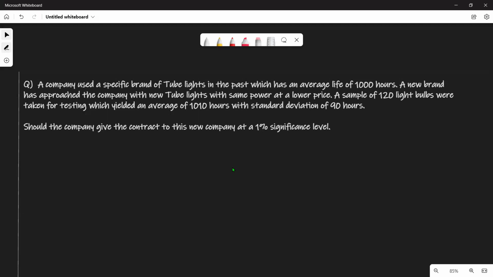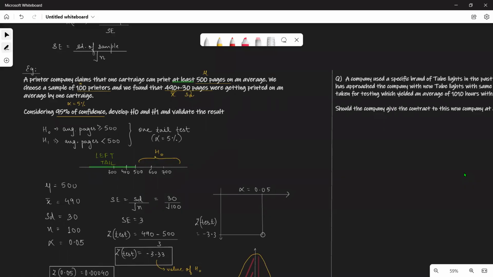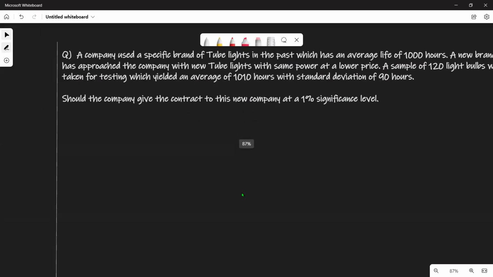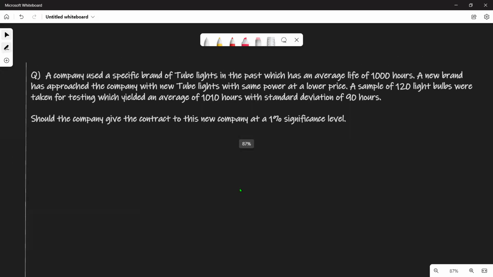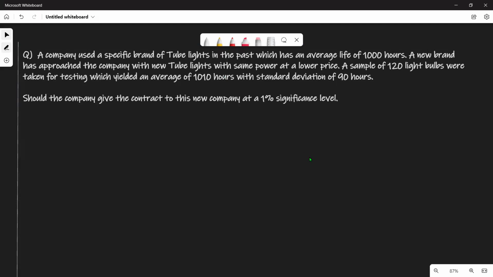So I told you yesterday, either they will mention the significance level directly, the way they have done here, or they will give you the confidence level, and then they will ask you to calculate it from there. So both ways, you know how to approach. Here you have the level of significance directly mentioned as 1% or 0.01 alpha value. Keeping this pattern in mind, you have to solve this question. First of all, you have to develop H0 and H1 and then go on with the same process, same steps. Okay, give it a try.